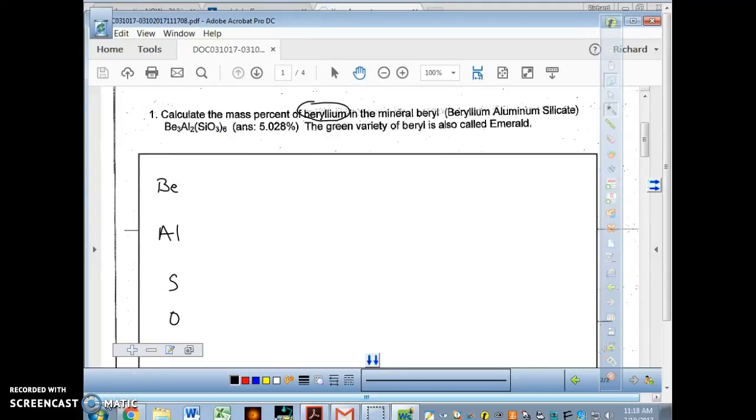And by the way, before I get into this too heavily, it's going to be a series of videos since this is going to be a lot of information. So if we look up beryllium's molar mass, I'm going to do everything on these to the nearest tenth. So this is going to be 9.0 grams per mole. There are 3 beryllium atoms in there, so that's a grand total of 27. Aluminum is 27, and there are 2 of those, so that's going to be 54.